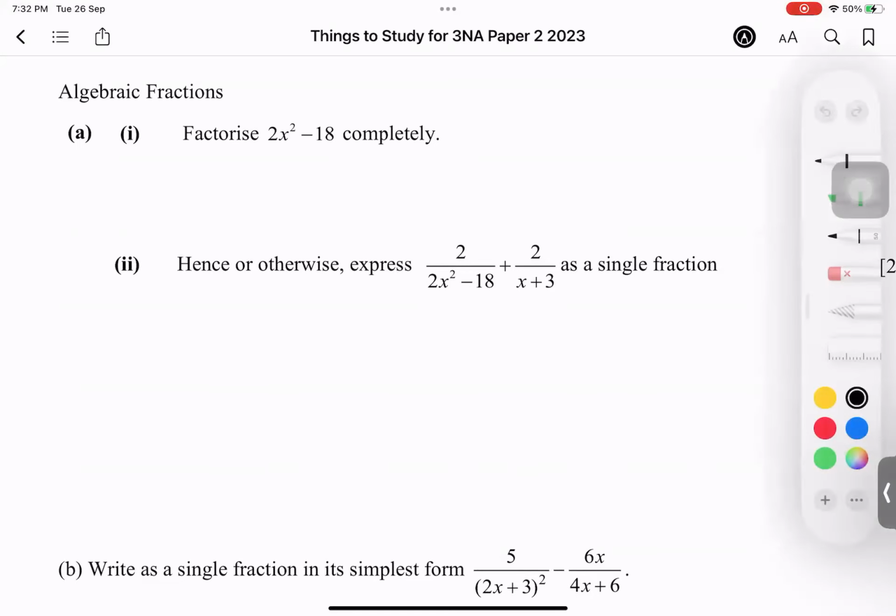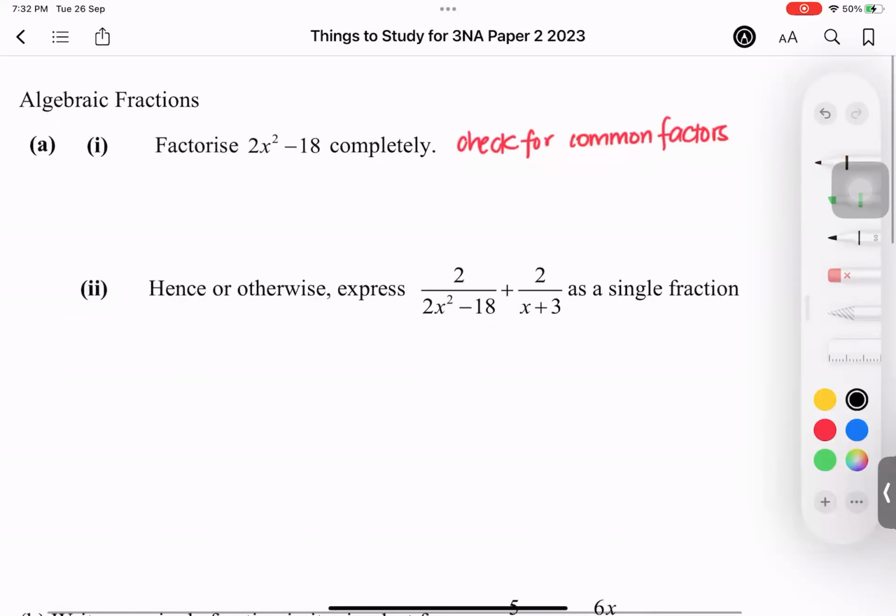To do this kind of question, the first thing that you need to do is to check for common factors. Right, everyone can hear me, right? I hope. So now what is the first common factor? The first common factor over here is 2. So I factorize out 2, I'm left with x squared minus 9.